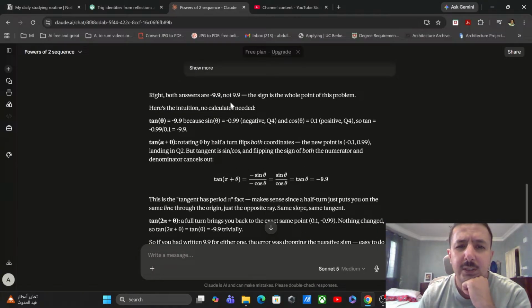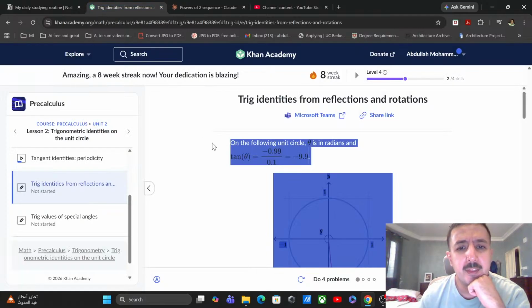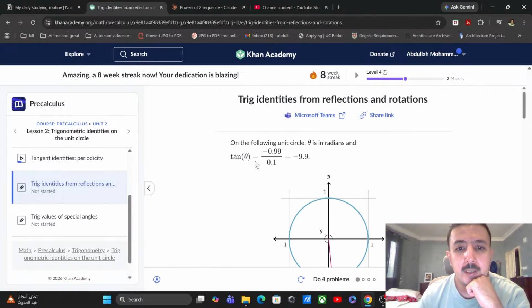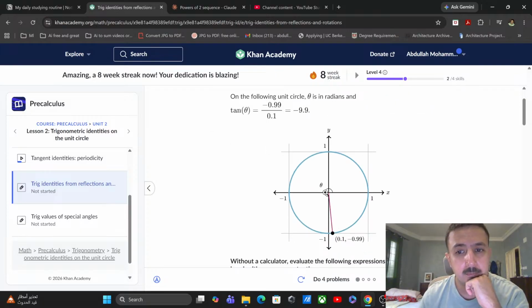Right, both answers are on either side. Point of this problem. Sine theta, is it sine theta? Wait. Yeah, tan theta. So this is minus 90. But wait, tan theta is minus 99, which means it's this one. Really, it's not this.